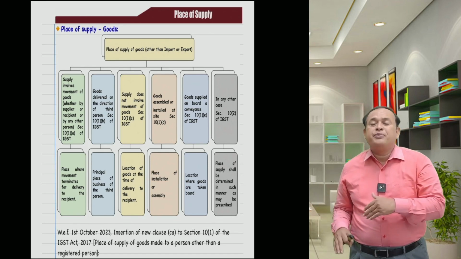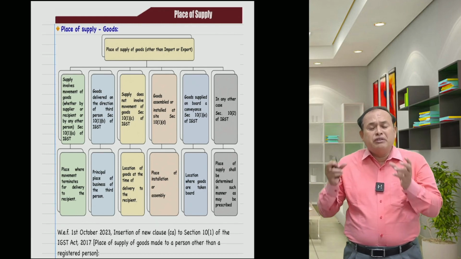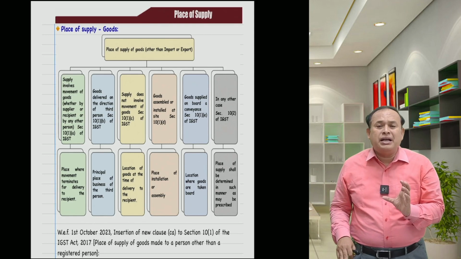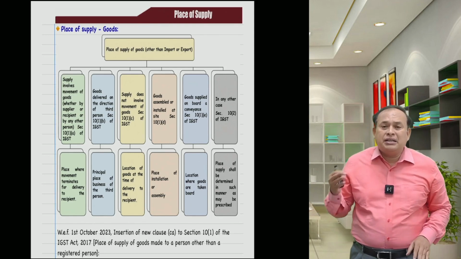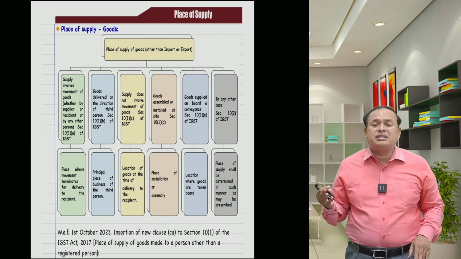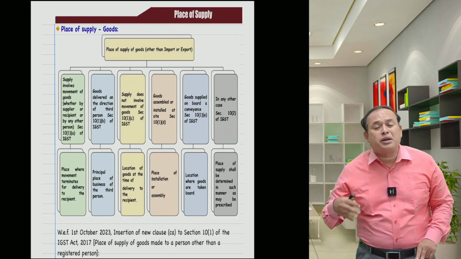Further, if you refer here, on the other hand, for supply of services, place of supply is grouped into two groups. One is without import or export of services, what is the place of supply? On the other hand, under supply of services, place of supply if the supply is in the nature of export or import of services.